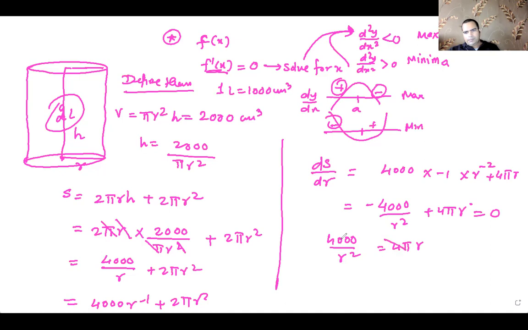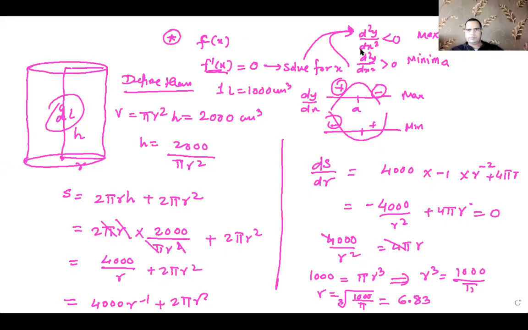So 4 gets cancelled, like 1000 equals pi r cubed. So this gives us r cubed is 1000 upon pi, and r will be the cube root of 1000 upon pi. So you can find this value using a calculator. So now once you got the radius of 6.83 on the calculator, we need to check whether the surface area is actually minimum for this point.